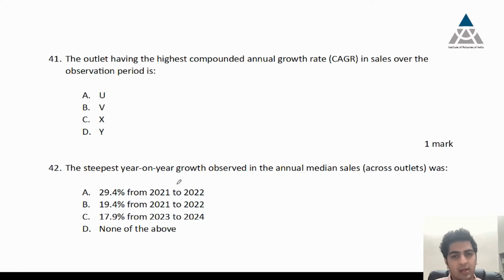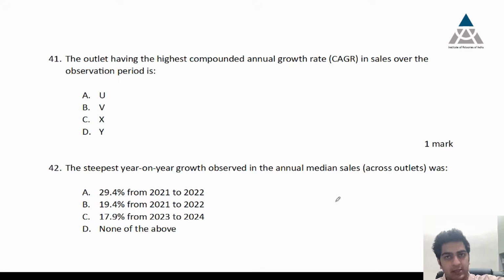So the steepest year-on-year growth observed in the annual median sales across outlets was... So there are 2 things here. One, you have to find out which year-on-year had the highest jump or highest growth. But growth in what? Growth in the annual median sales.